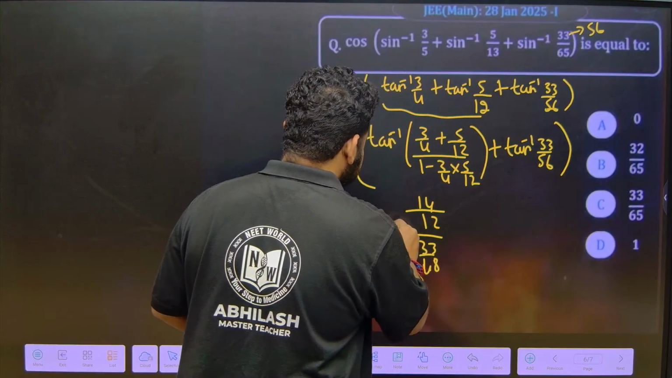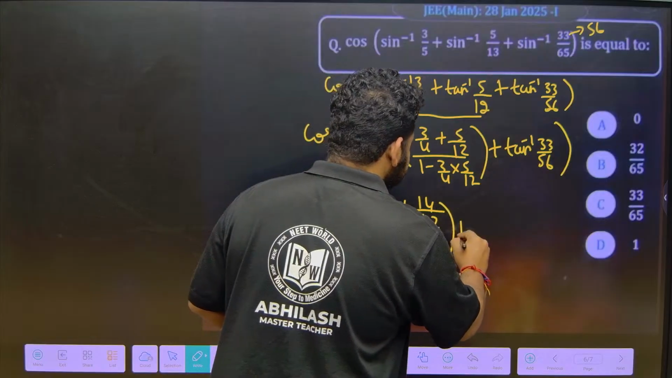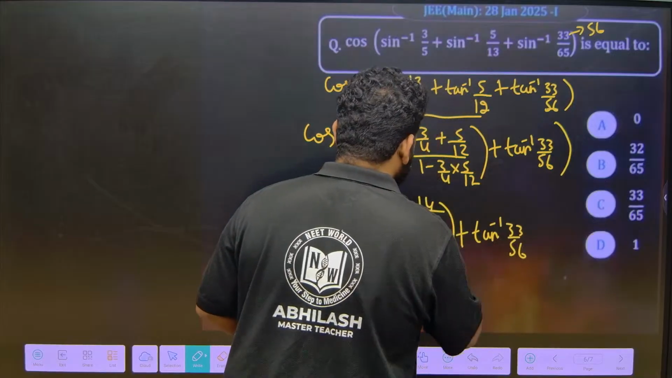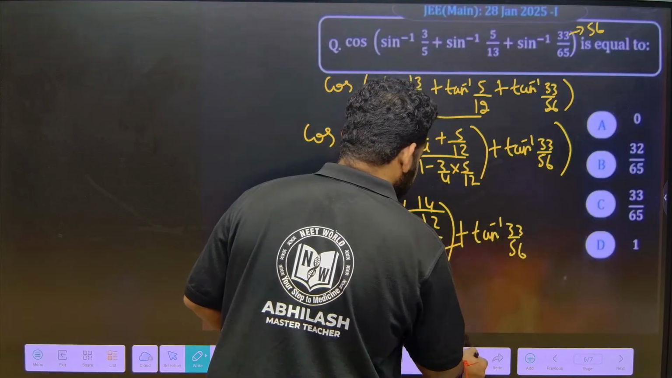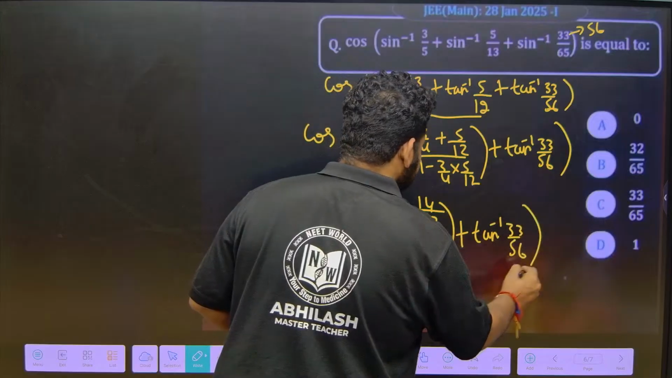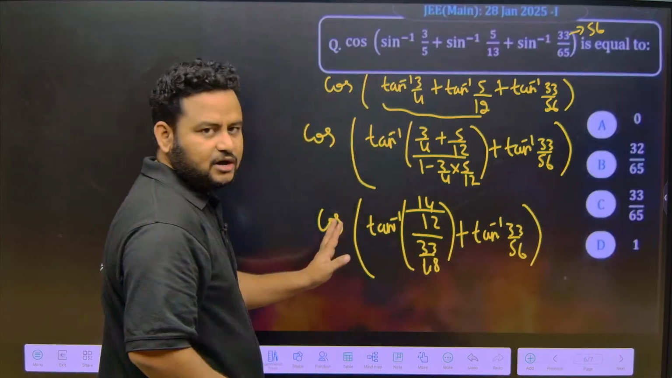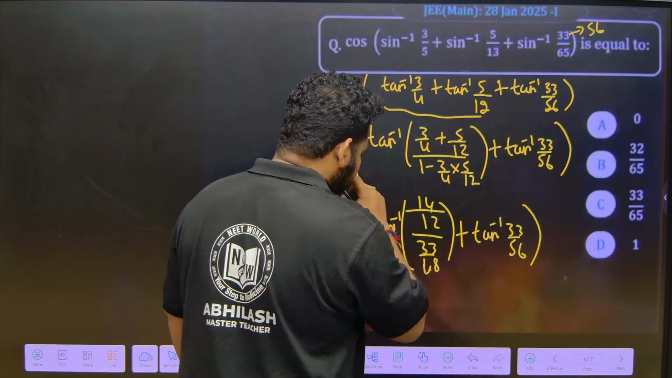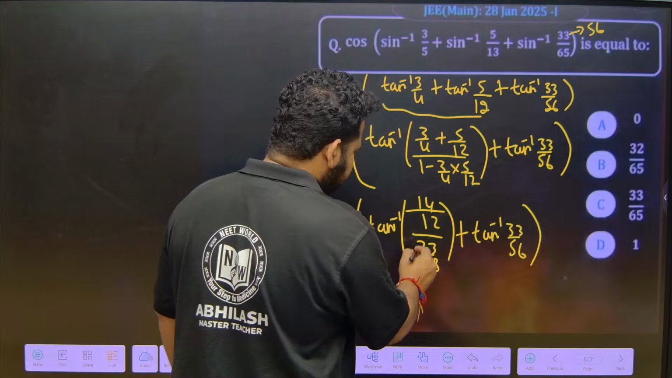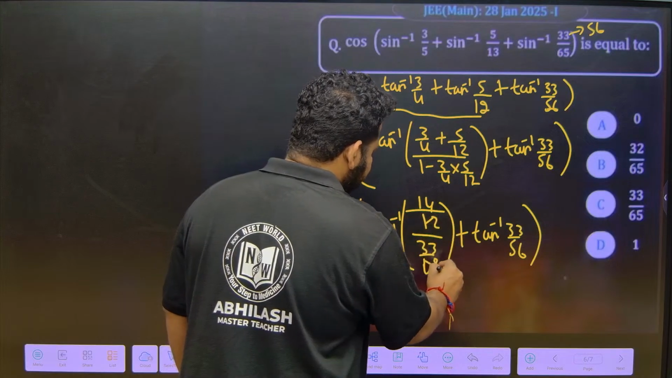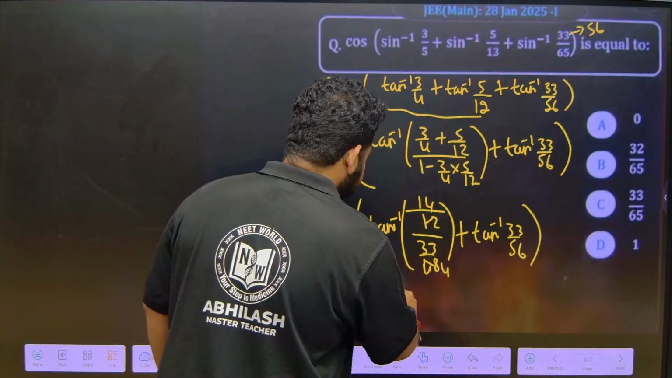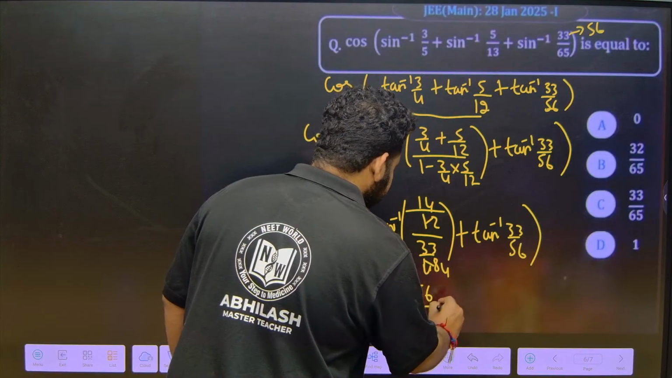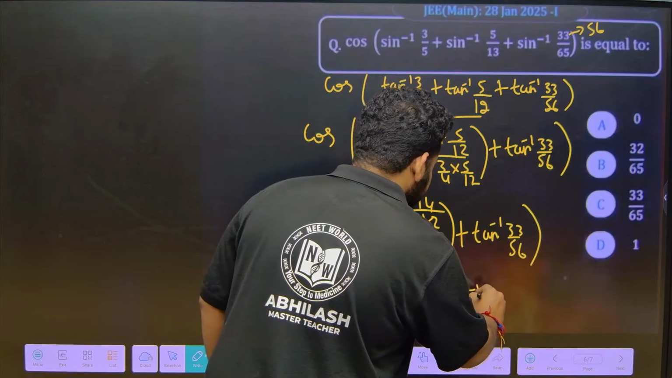Tan inverse of this entire thing plus tan inverse of 33 by 56. This is what I have. Outside I have cos. So this will become, see here, don't cancel it here. 12 ones are 12, 4s are 4 will go up. This will become tan inverse of 14 into 4 is 56. Tan inverse of 56 by 33 plus tan inverse of 33 by 56.